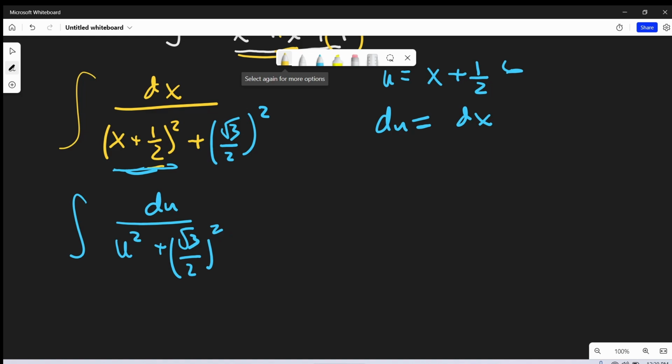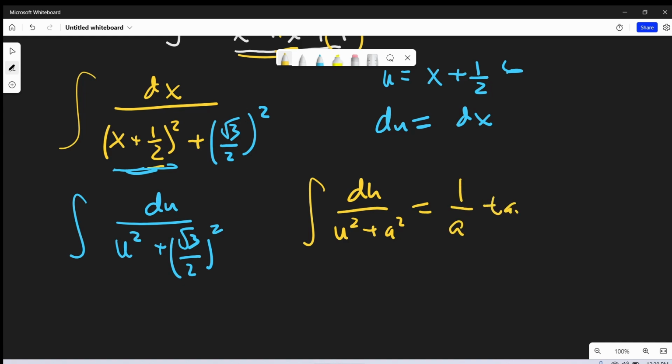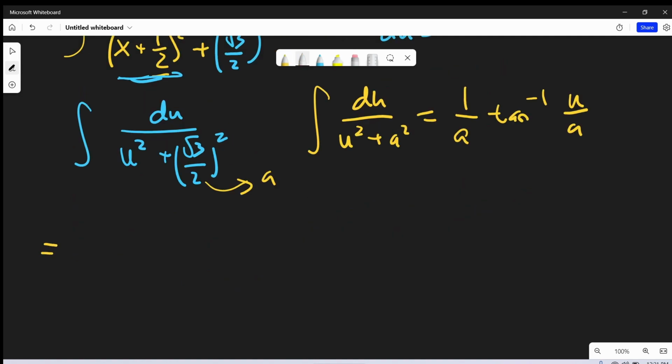And let's just look at that formula really quick. Now, if we have this integral in the form of du over u squared plus a squared, the formula for this is just going to be 1 over a arctan, or inverse tan, of u over a. Where in this case, our a is just going to be the square root of 3 over 2 value. So now we'll go ahead and use this formula. But our a, we want the reciprocal, we want 1 over a, so that's going to be 2 over square root of 3. And then we're going to have our arctan, and again, 2 over square root of 3 times u. But remember, u value is just going to be x plus 1/2.